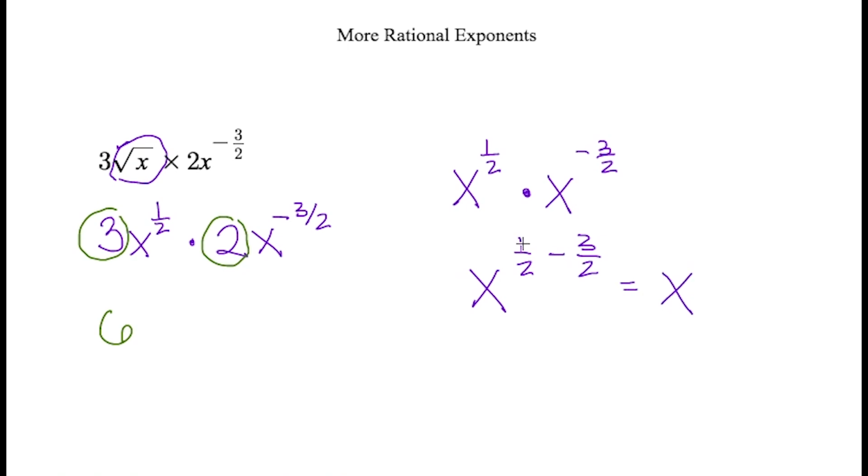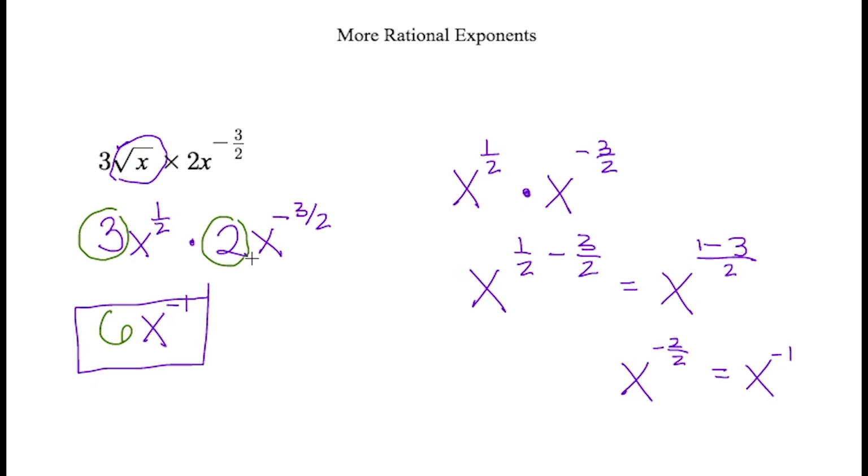So we're subtracting the numerators and leaving the denominator alone. That gives me x to the power of negative 2 over 2, and negative 2 over 2 will simplify to x to the power of negative 1. So I'm going to take my coefficients multiplied together, 6, and multiply that by x to the negative first power, and that is your final answer.